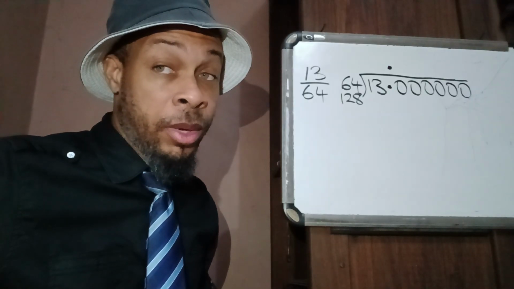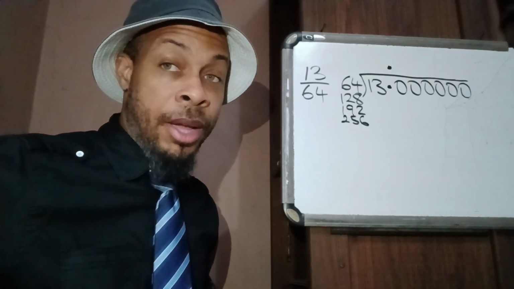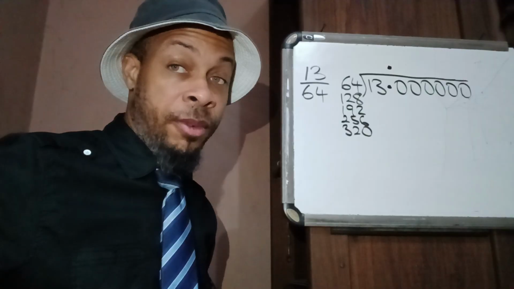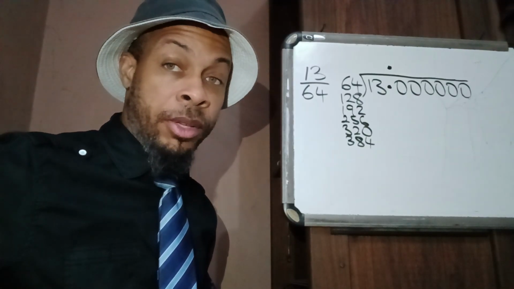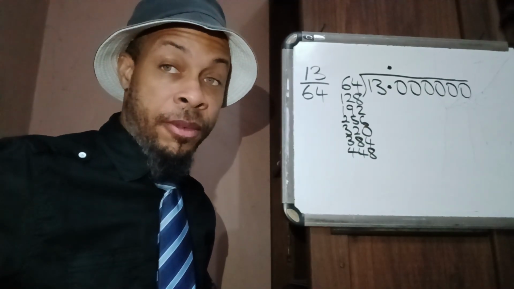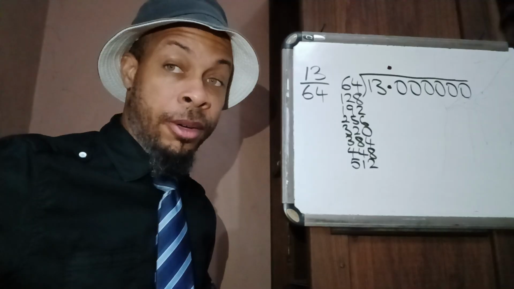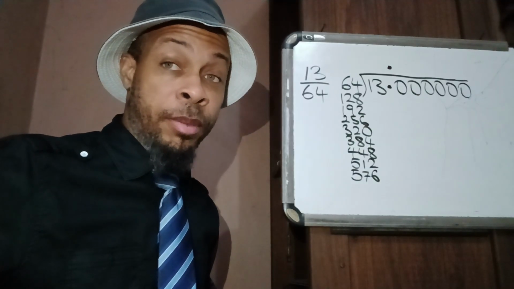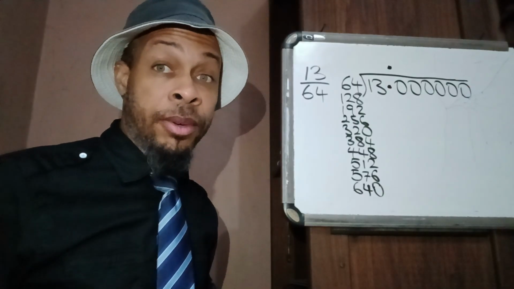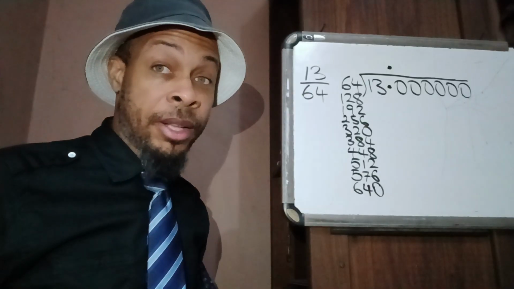64 plus 64 is 128. 64 plus 128, 192. 192 plus 64, 256. 256 plus 64, 320. 320 plus 64, resulting in 384. 384 plus 64, 448. 448 plus 64, 512. 512 plus 64. And lastly, a 0 to the right of 64. That's how you know you've done this correctly.